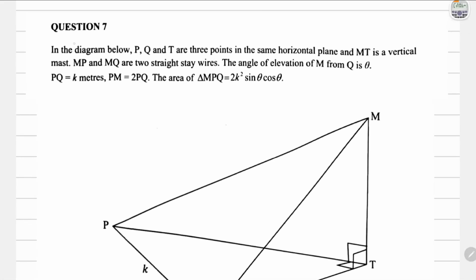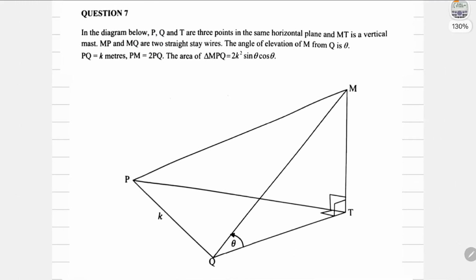Question 7 says, in the diagram below, P, Q, and T are 3 points on the same horizontal plane. Okay, that's P, Q, and T, so they are on the ground. You can actually look at it like that, that's the floor of this diagram. Then they tell us that MT is a vertical mast, which is just the vertical line that we have over there. And then MP and MQ, these two are two straight stay wires.